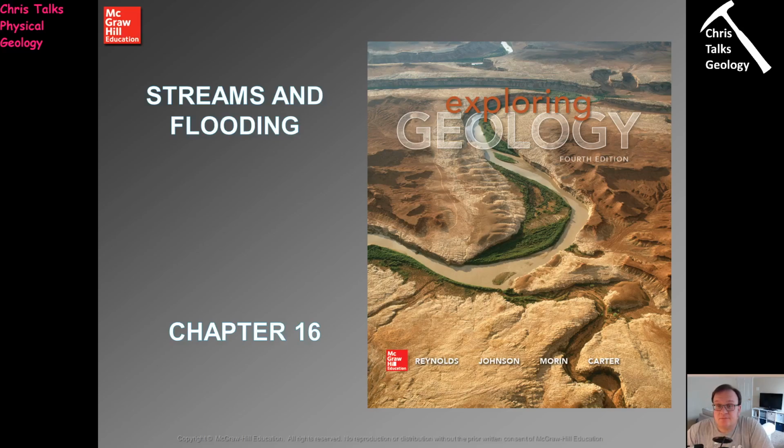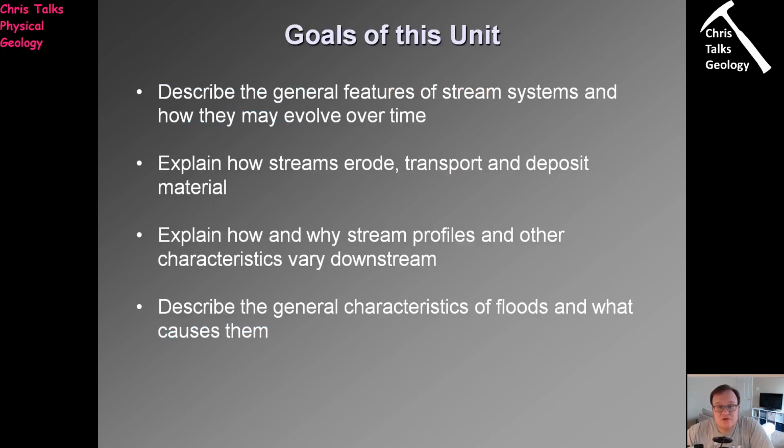Alright, let's get going. So what are the goals of this unit? Well, the goals are we're going to describe the general features of stream systems and how they evolve over time. We're going to explain how streams erode, transport and deposit material. We're going to explain how and why stream profiles and other characteristics vary downstream. And we're going to describe the general characteristics of floods and what causes them.